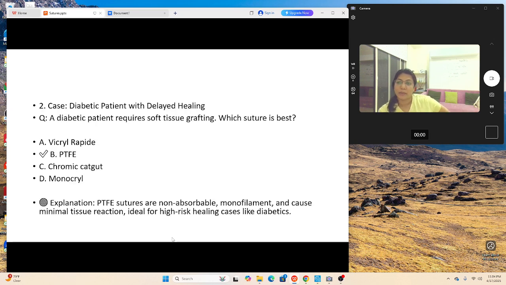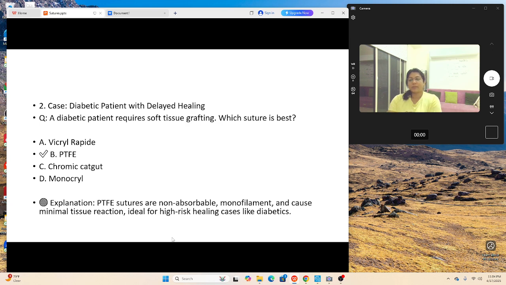Second question, diabetic patient with delayed healing. A diabetic patient requires soft tissue grafting. Which suture is the best? Now it is PTFE. PTFE sutures are non-absorbable, monofilament, and cause minimal tissue retraction, ideal for high-risk healing cases like diabetes.